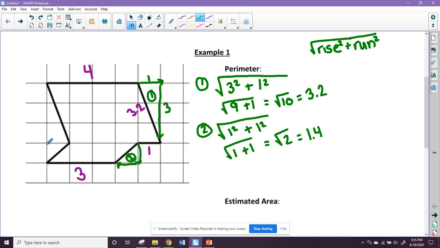This length here is going to be the same thing. So we can write 1.4 for that length. This length is 1.4, since it's the same. And then this lovely length is going to be the same length that we found here, 3.2.